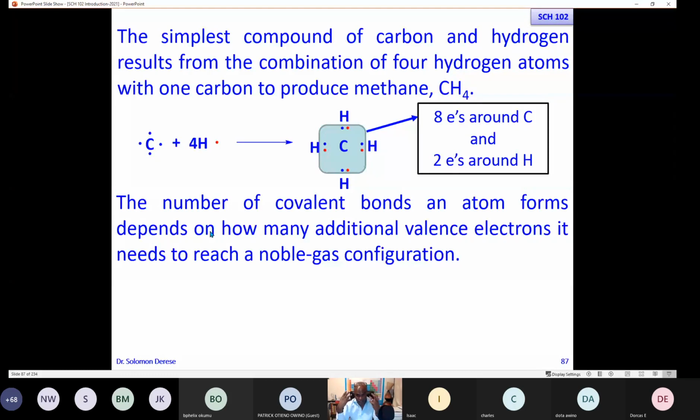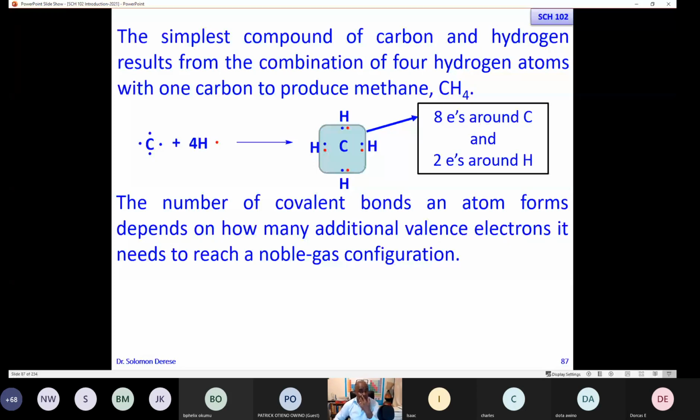So, as you have seen, carbon forms 4 covalent bonds, okay? And hydrogen forms 1 covalent bond. So the number of covalent bonds a particular atom will form will depend on its valence, the additional number of electrons the element will require to have an electron configuration of the corresponding noble gases.